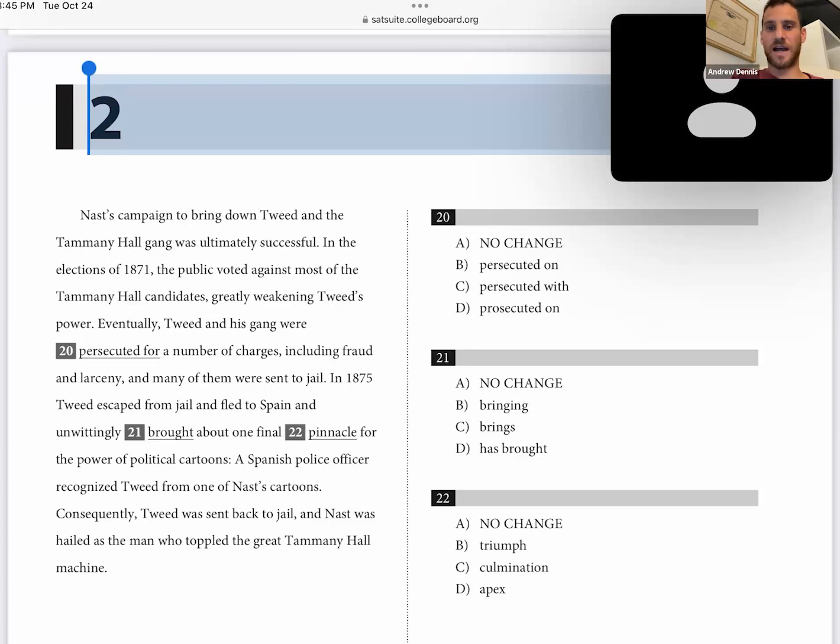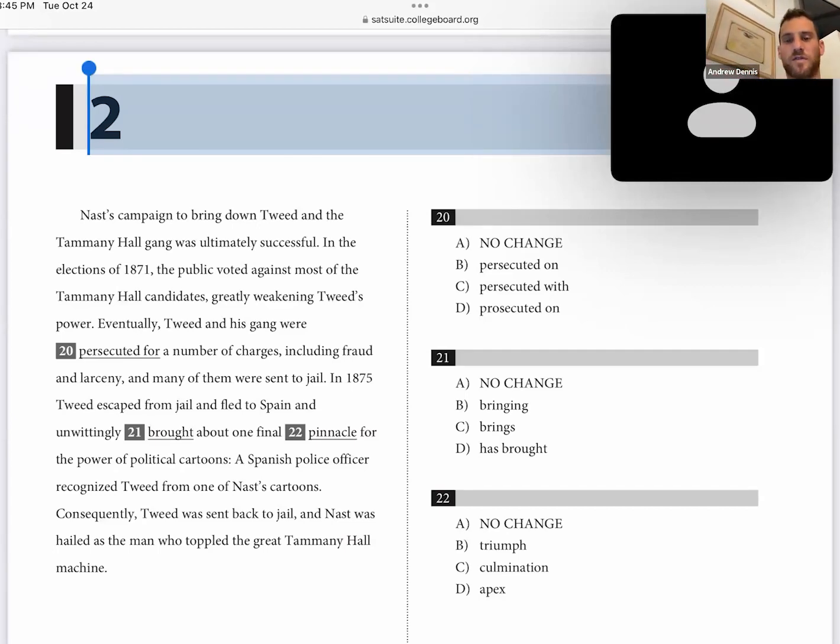In 1875, Tweed escaped from jail and fled to Spain and unwittingly brought about one final pinnacle for the power of political cartoons. And unwittingly brings about, has brought, or brought about. No change. Yeah, no change, right? Because it's brought about and we want to keep it in the past tense. And one final pinnacle for the power of political cartoons.